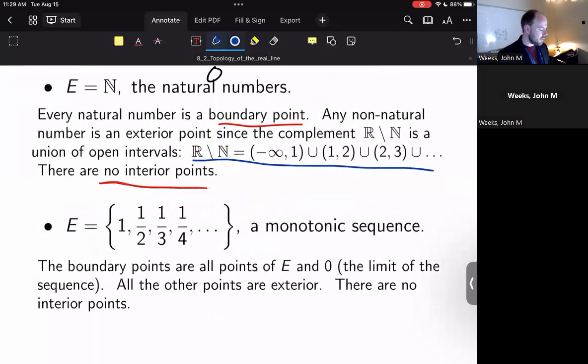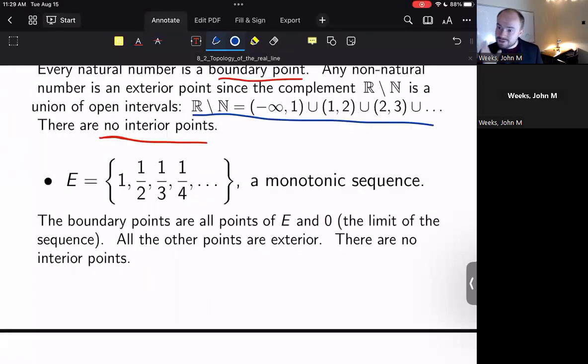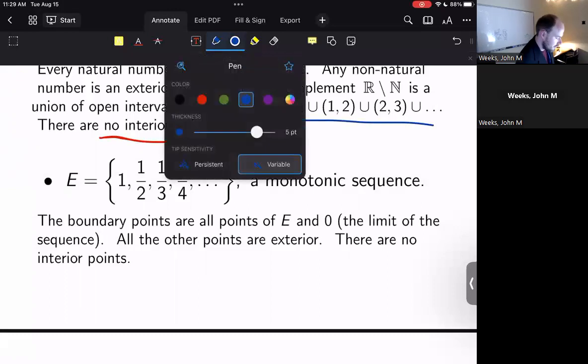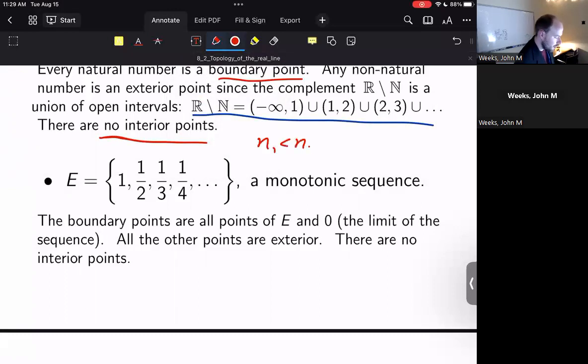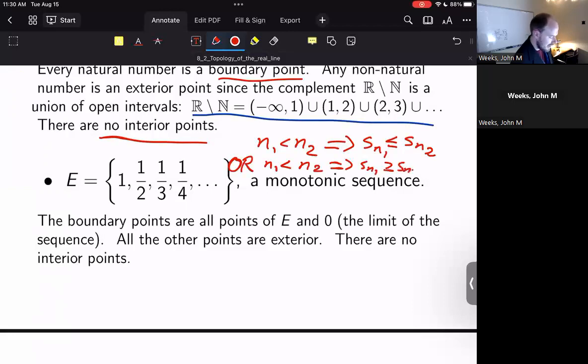We could also look at sequences as well. Let's remember that a monotonic sequence is a sequence that is either constantly increasing or decreasing. And by that we mean, for any n1 and n2, two elements in the index of your sequence, n1 less than n2 is going to imply that S sub n1, the element of the sequence itself, is less than or equal to S sub n2. If that were the case, you'd have an increasing sequence. But you could also have it be the case that whenever you increase your index, S sub n1 is greater than or equal to S sub n2.